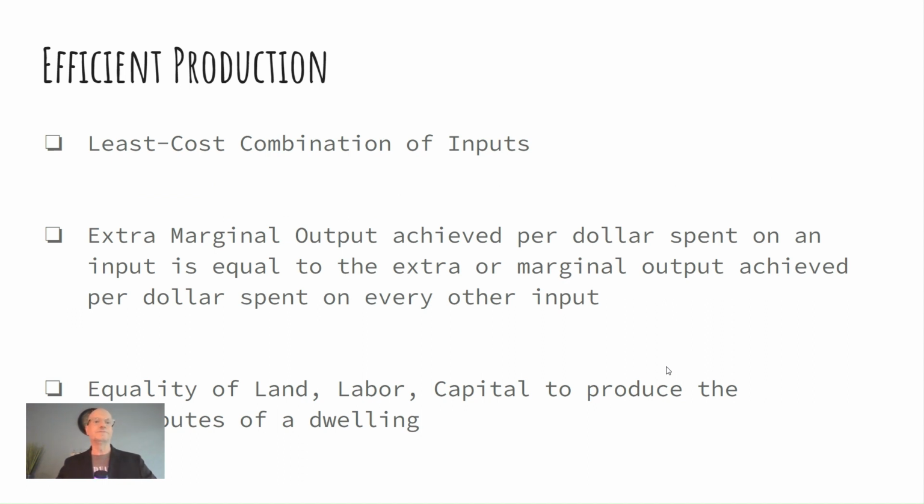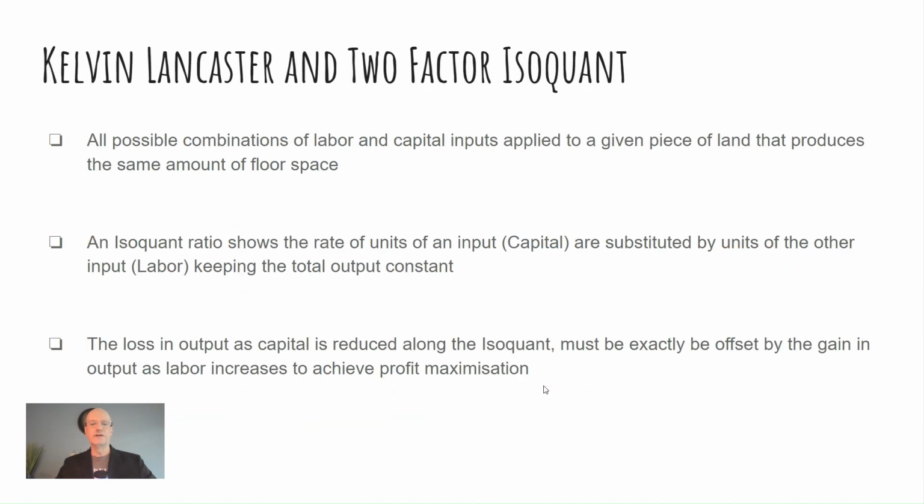Efficient production: the least cost combination of inputs. The extra, or marginal, output achieved per dollar spent on one input equals the marginal output achieved per dollar spent on every other input. I know that's a mouthful, and we'll see basically what that means in a second. The quality of land, labor, and capital to produce the attributes of a dwelling. Okay, those are the three things that basically go into it.